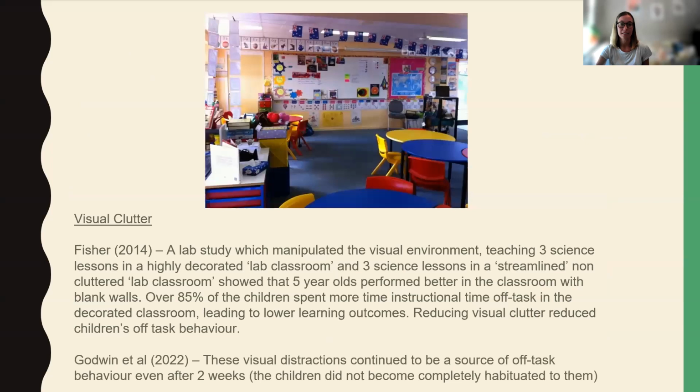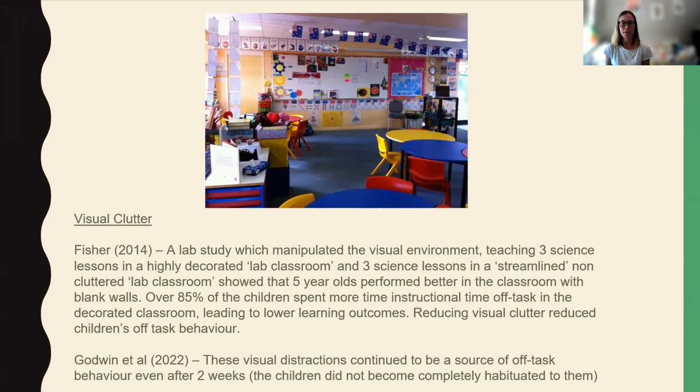There have been some interesting studies on this too. So this study by Fisher, they went into a lab and created a classroom environment that they could manipulate. They created a very busy, highly decorated classroom in the lab with lots of things on the walls, and they taught 5-year-olds 3 science lessons in that environment. And then they taught the same 5-year-olds 3 science lessons in a streamlined, non-cluttered environment. They found that the children performed much better in the classroom with the blank walls, without all of this distracting material, because they were basically on task more in the non-cluttered environment.